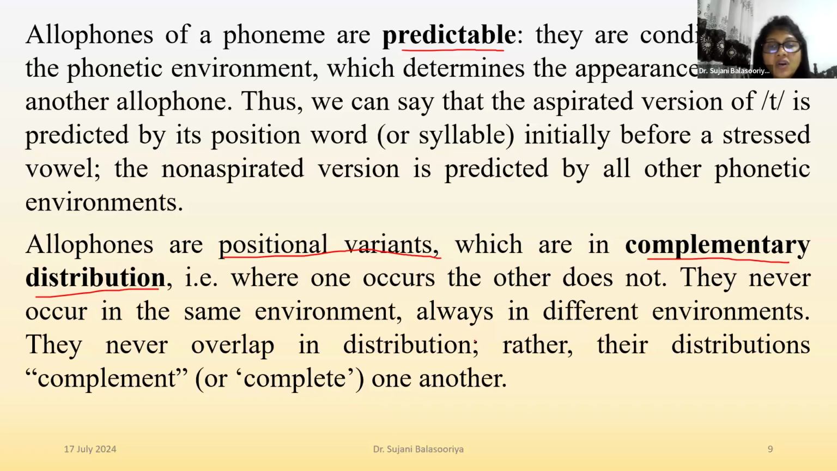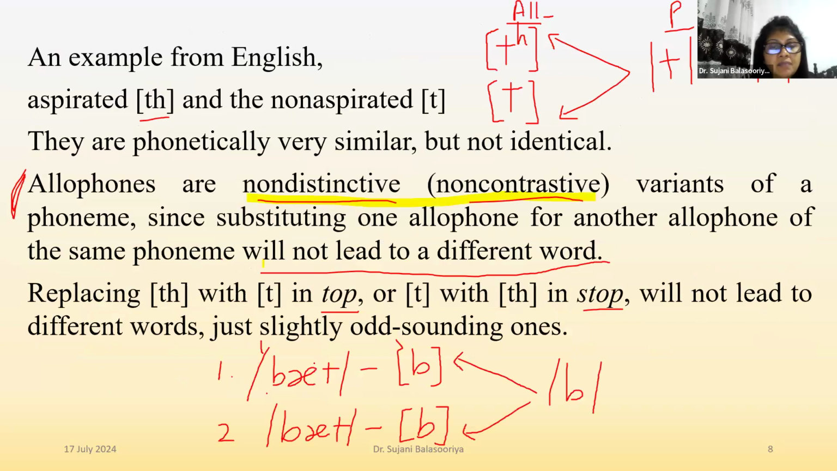Where one occurs, the other does not. That's the point. So we'll go back to the same example here: batten, right? I told you the first t in the first word, the allophone, is stressed, and the t in the second word is not stressed. So can I use both allophones together, both the stressed allophone and the non-stressed allophone, in the same word?